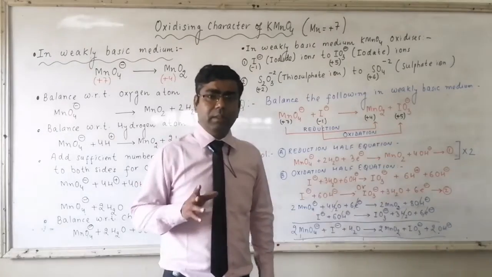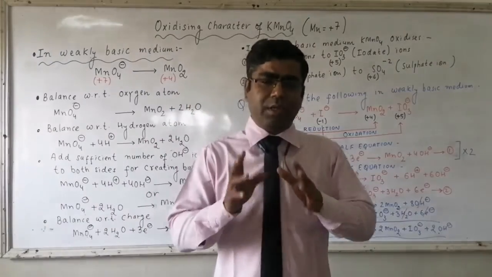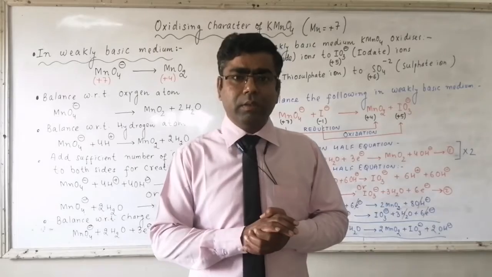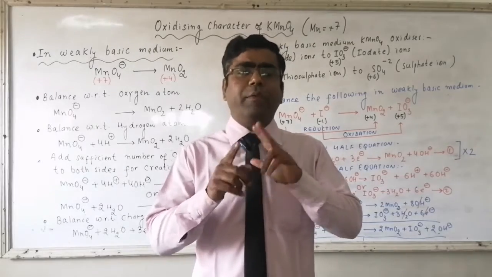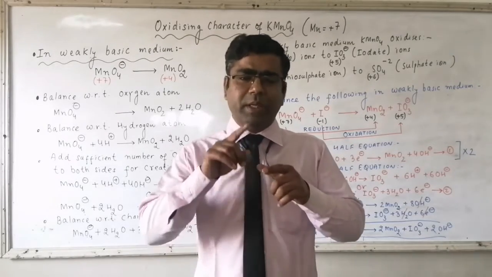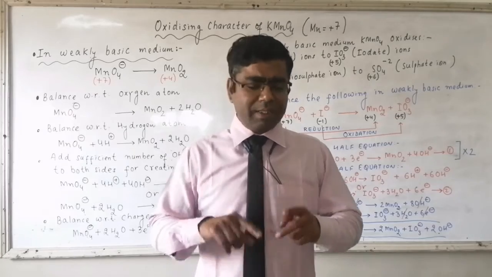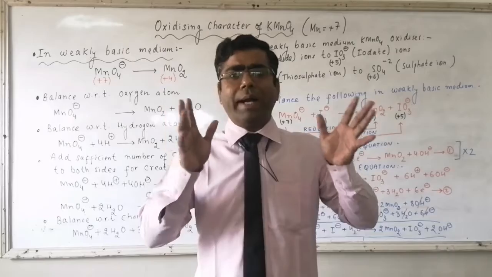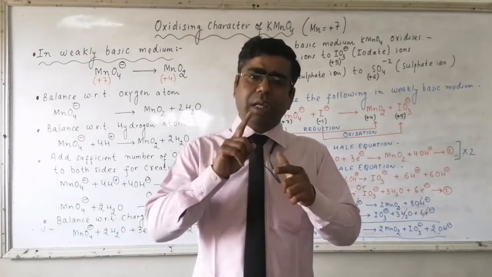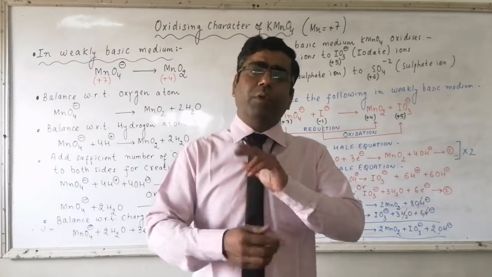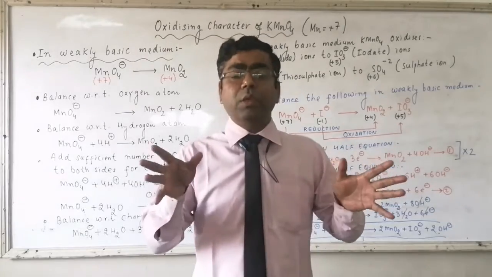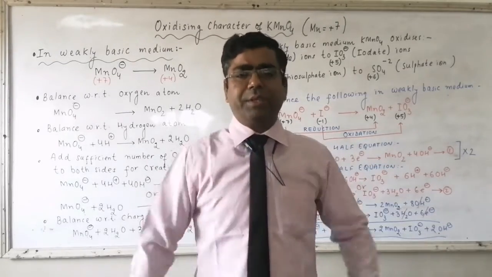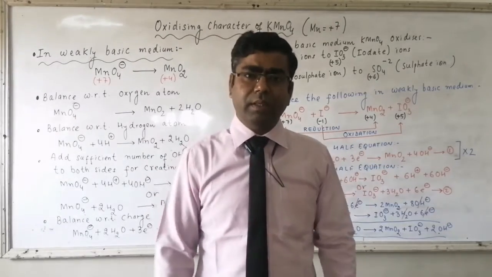Now after getting the reduction and oxidation reactions, you will divide the equation into two half equations. First will be the reduction half equation. Second will be the oxidation half equation. Follow all the steps required for the ion electron method for the reduction half equation as well as the oxidation half equation. And at last, equate the electrons for both the half equations.